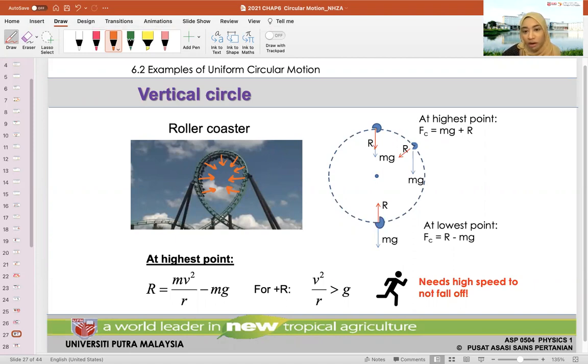So you would have R component and mg component. So net in the FR is going to be MAC, going to be equal to R plus mg. So this is what you are feeling. So mv squared over r. So what are you feeling? R is equal to mv squared over r minus mg.